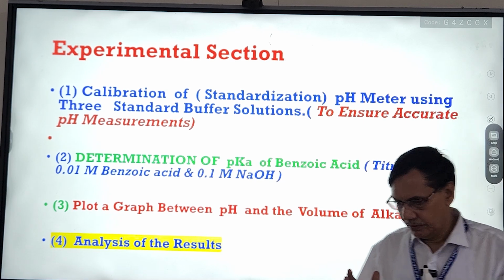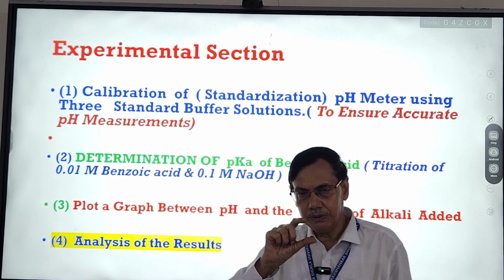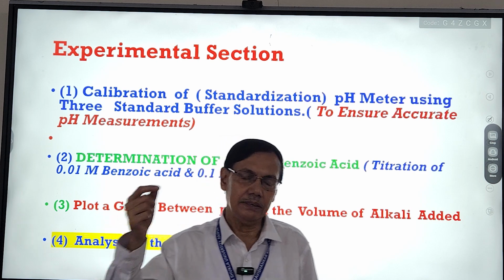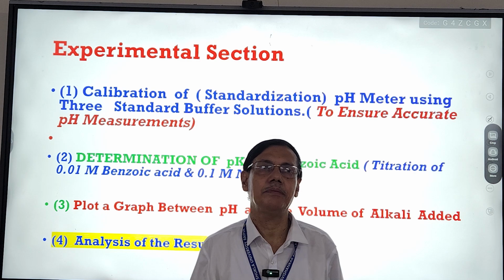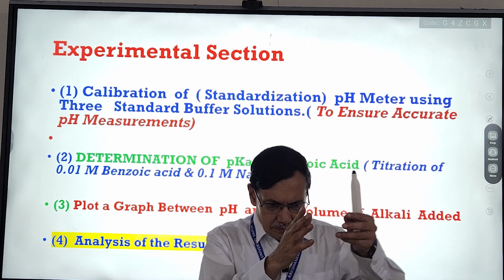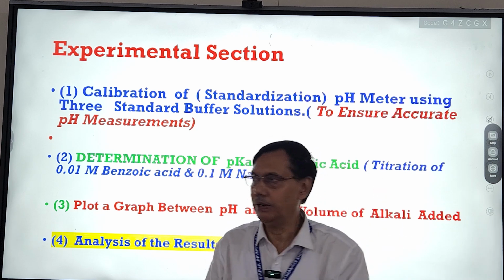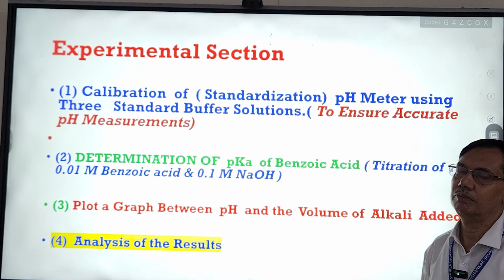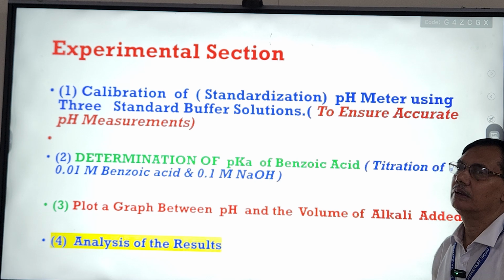Now the third part is that you take 50 ml of benzoic acid and titrate with 0.1 M sodium hydroxide and measure the volume of alkali added and the pH, and ultimately we will plot a graph between pH and volume of alkali added, and then we will analyze the results.